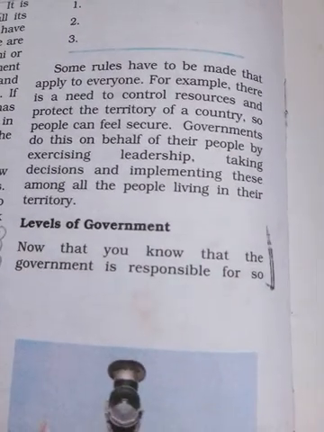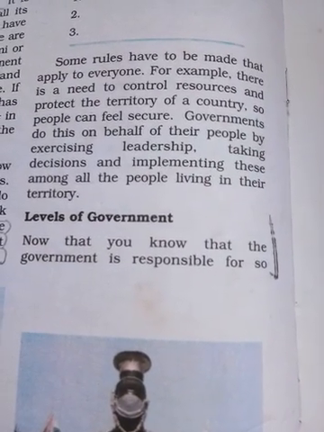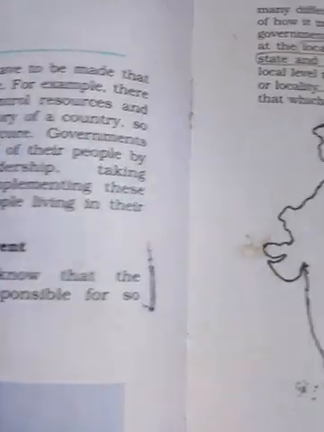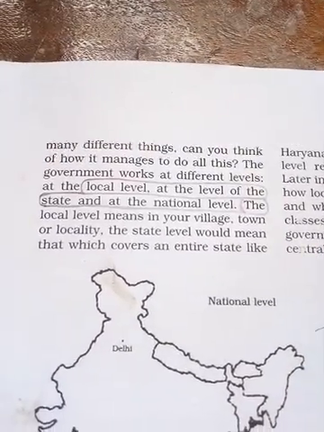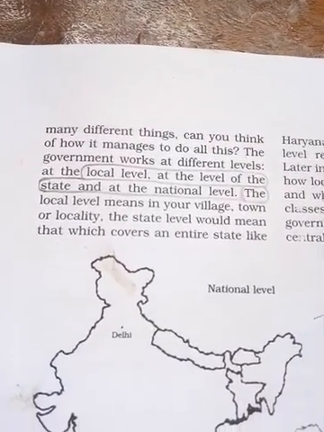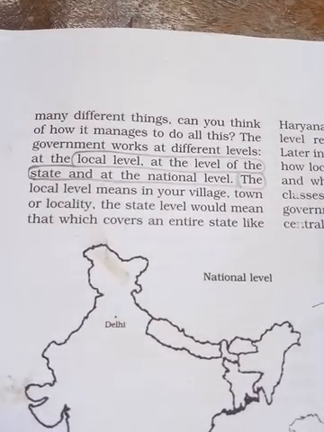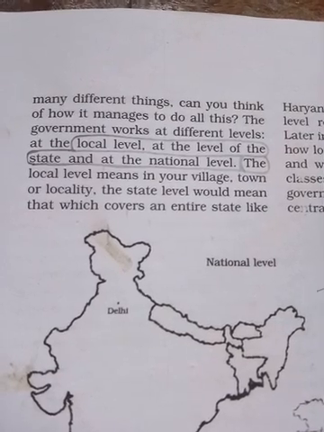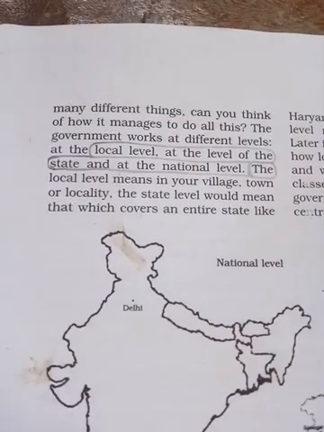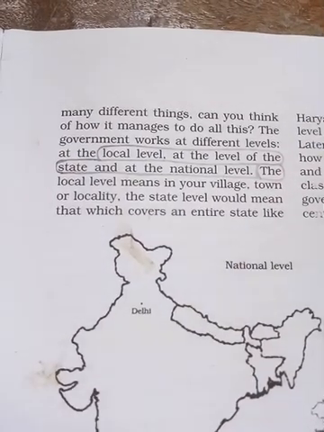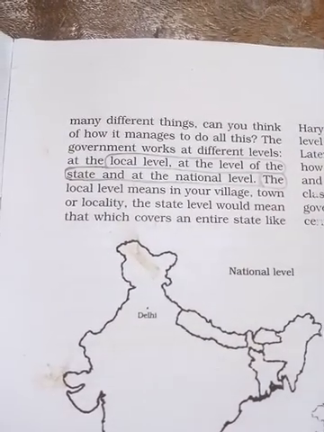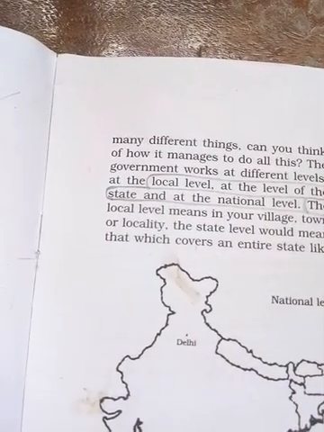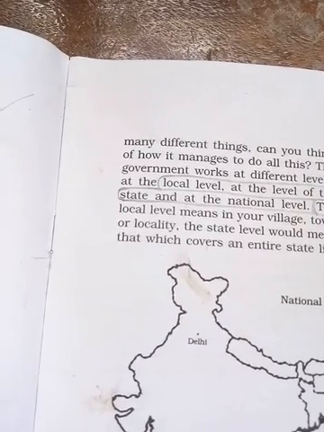That's one. Now the levels of government. Now that you know the government is responsible for many different things, you can think about how it manages to do all this. We have already known who is responsible for government, and how the government manages to do all these different types of work. So the government works at different levels. That means the government does not look at all things directly. Their work is distributed.